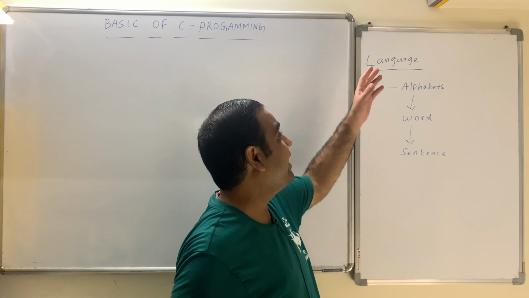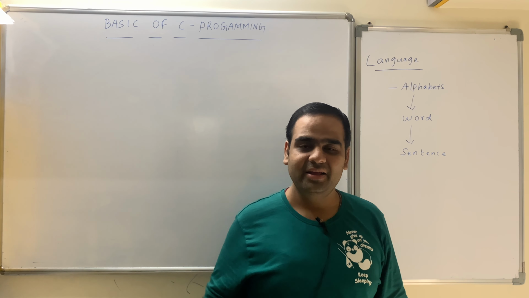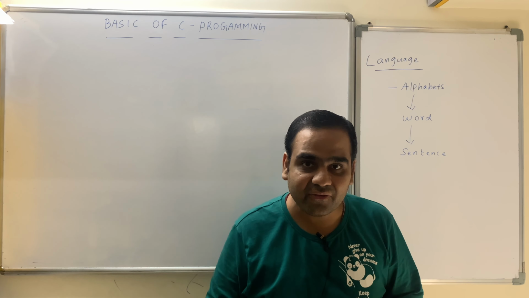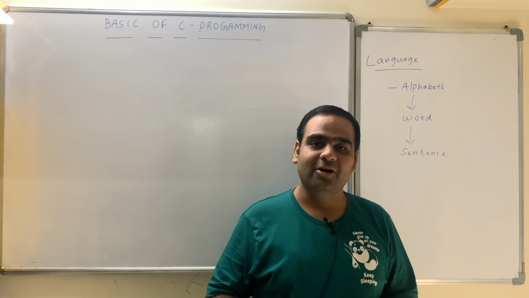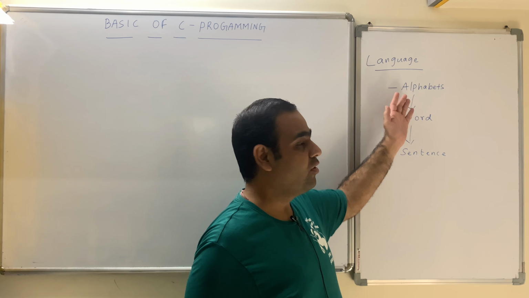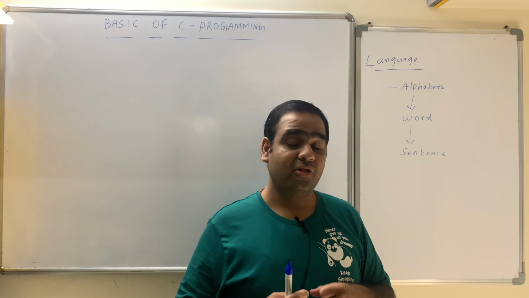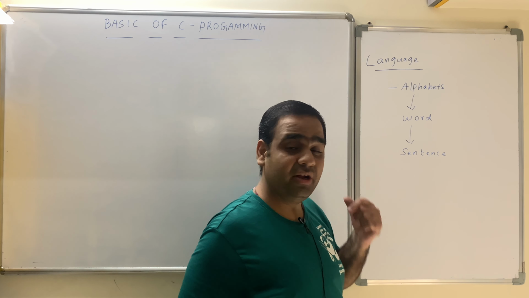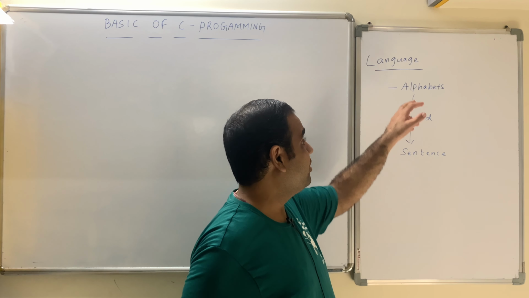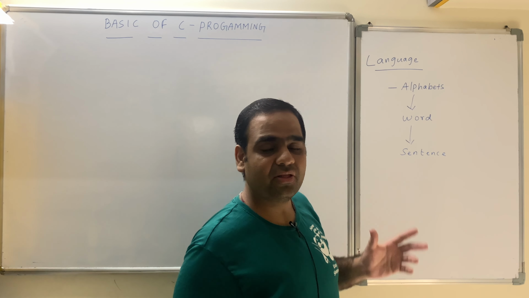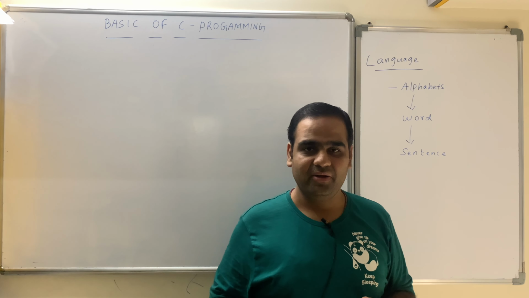Now this is for any language. Similarly, C is a programming language. That means here also we need to have something called alphabets, here also we need to have words, and here also we need to have sentences. Now what are these alphabets called in the C programming language? What are the words called? Let us see one by one.